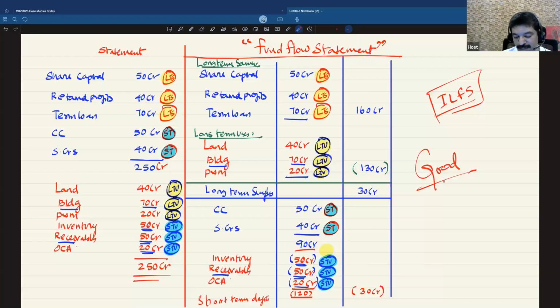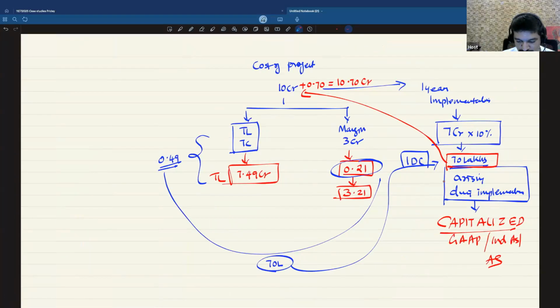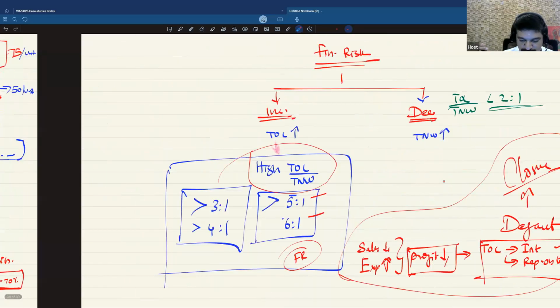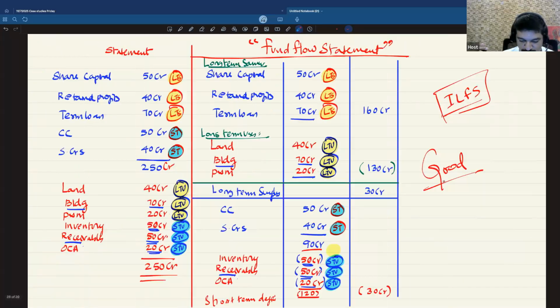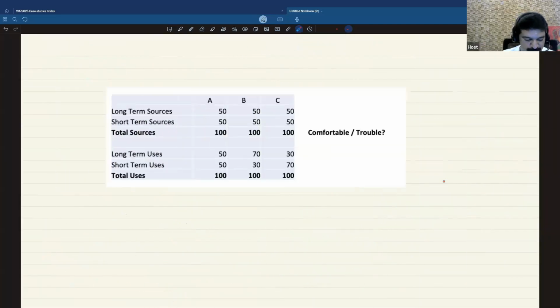But another fund flow statement can reveal more if there are misusages. So what do I mean by that? Let's try to understand through one example. Let me see whether that example is visible. I just copy pasted one case. Yeah, look at this.